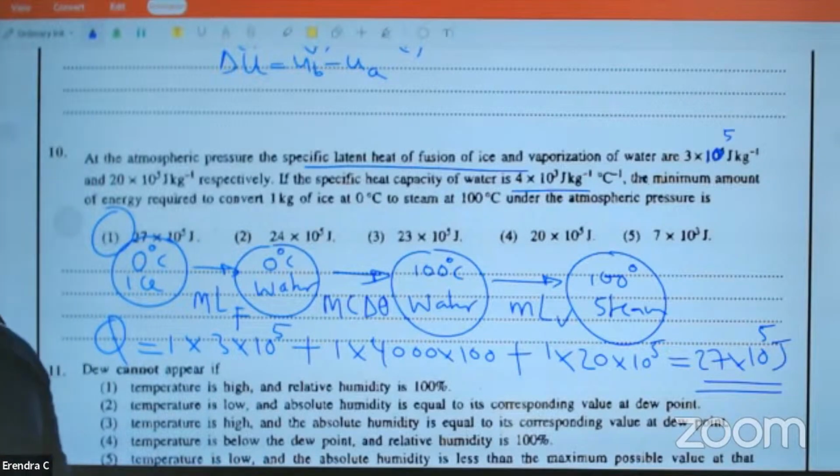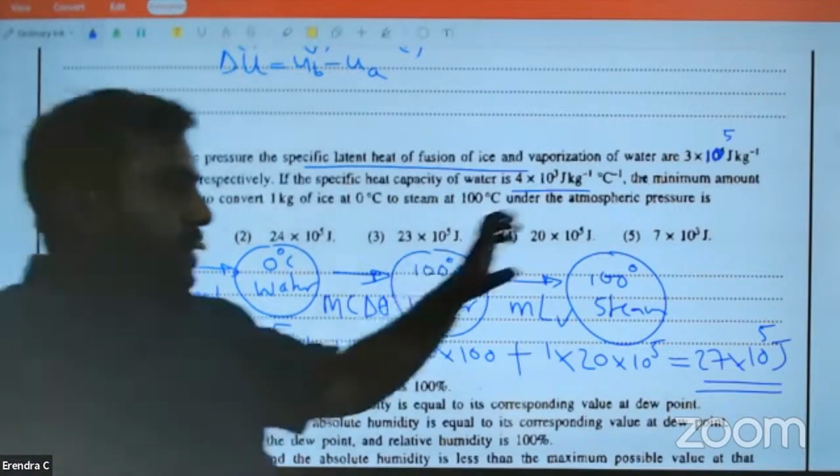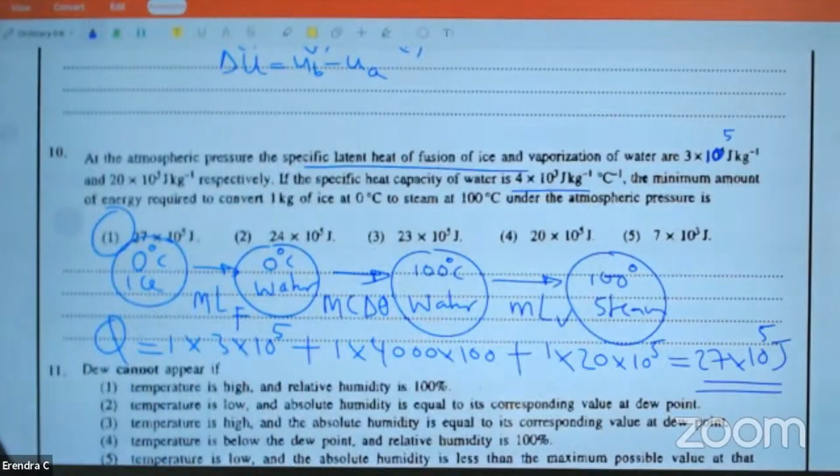Very simple work done: 0 degree ice to 100 degree steam.